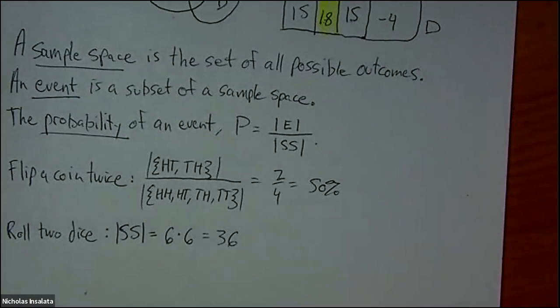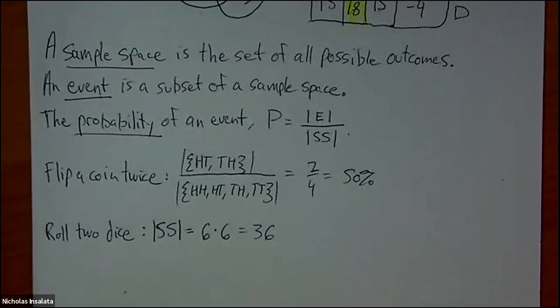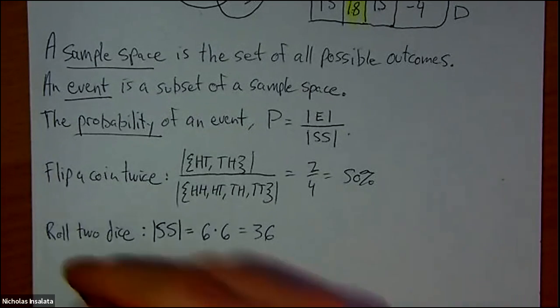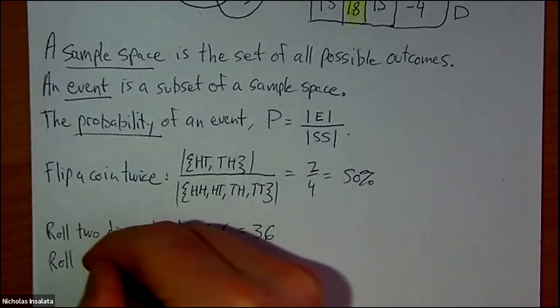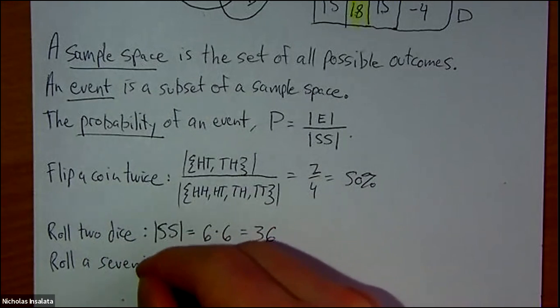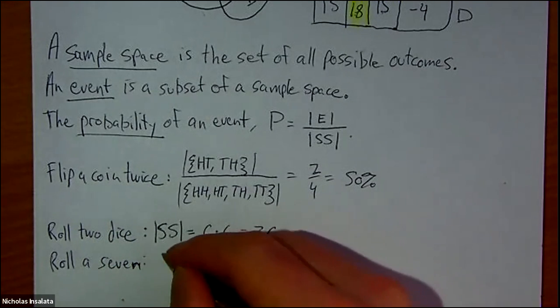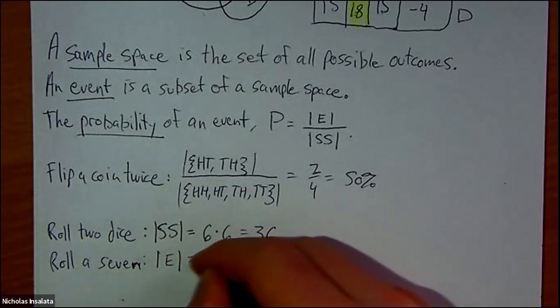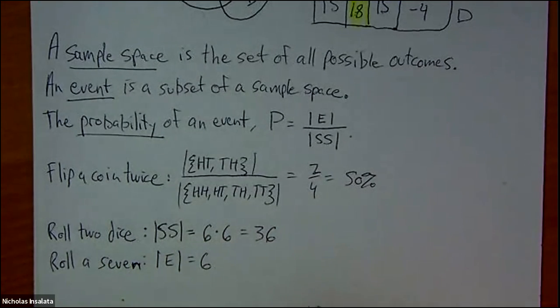So to roll a 7, the size of the event space is 6. So what's the probability of rolling a 7?